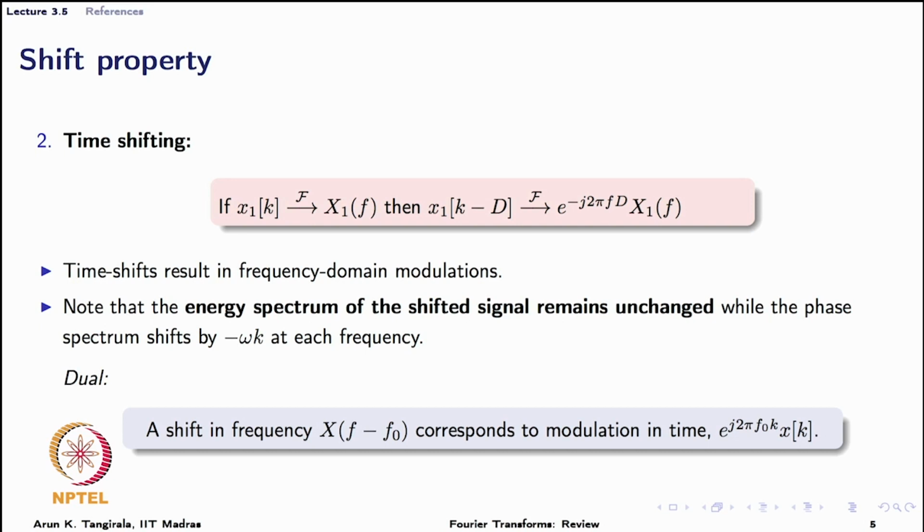There are a number of classical delay estimation methods formulated in the frequency domain based on this property. So, you exploit the phase to estimate the delay. In fact, the spectrum shifts by minus omega d at each frequency, or you can say minus 2 pi f d. The phase shifts by minus omega d or minus 2 pi f d at each frequency. Now, the duality of this result is a shift in frequency. So, this is just a reverse case. Now, shift in frequency corresponds to a modulation in time. That is the nice duality that these properties share.